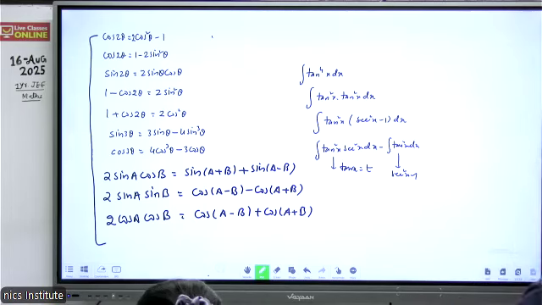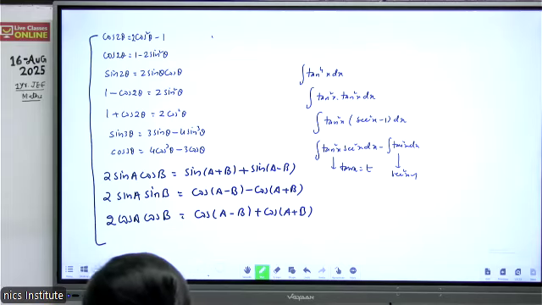Excuse me, sir. 1 minute. 4 is a constant. This is the derivative of minus cosec x. So that means the integration of this is minus cosec x. Minus cot, minus cot, minus cot.